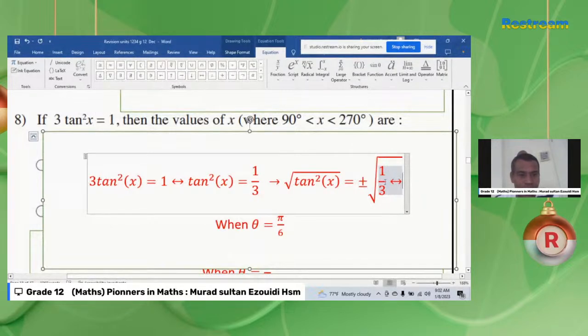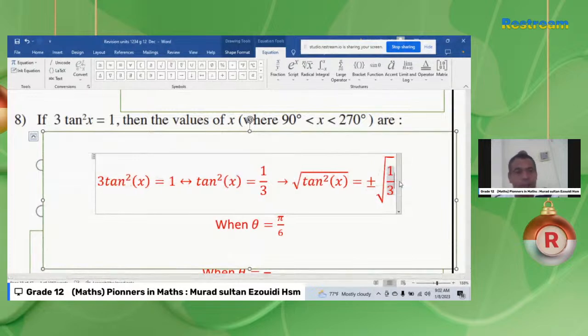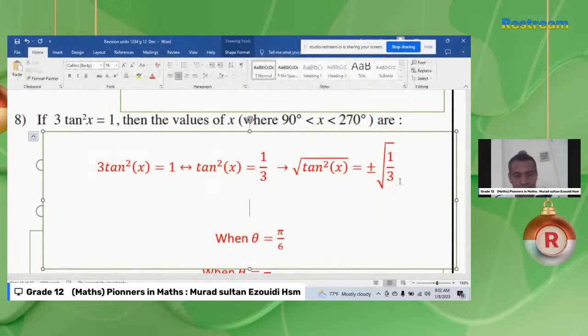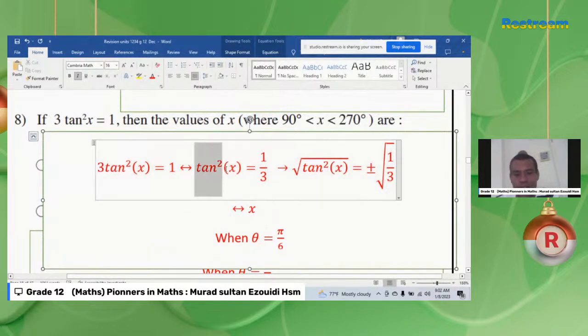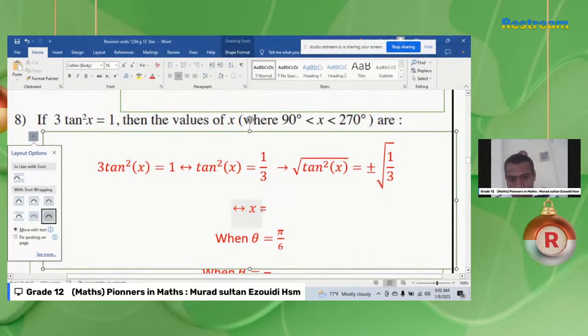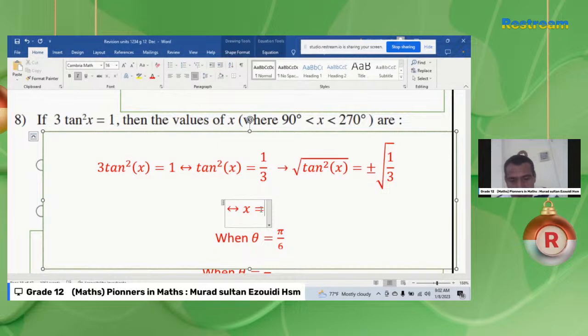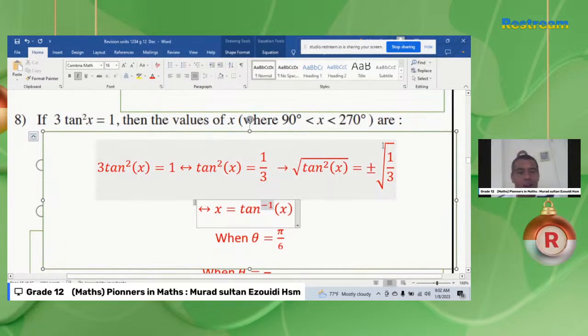Therefore, x equals tangent inverse, the inverse function of tangent, of the root of 1/3, plus or minus. You can use the calculator, of course.